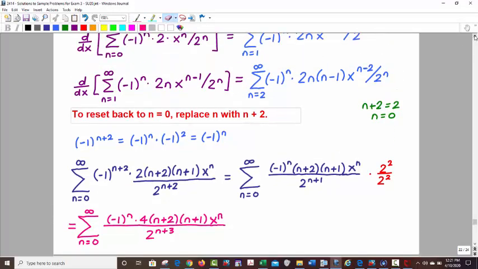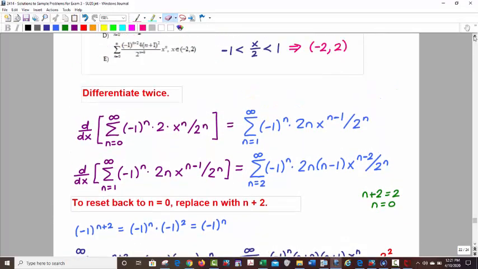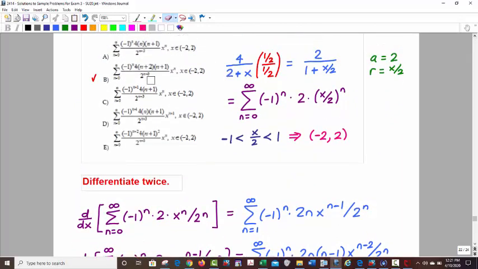And we already found the interval of convergence earlier for this problem. -2 and 2. So that matches answer B. It's kind of blurry. It's hard to see unless you zoom in on it. But that does say 2 to the n plus 3 on bottom.